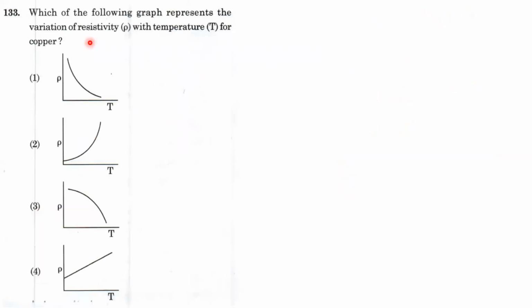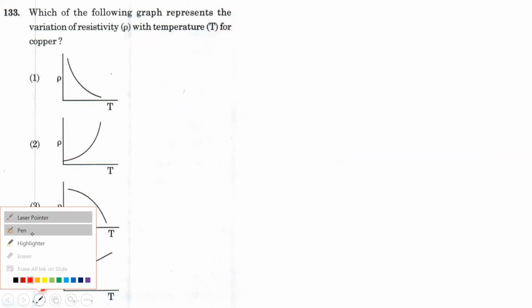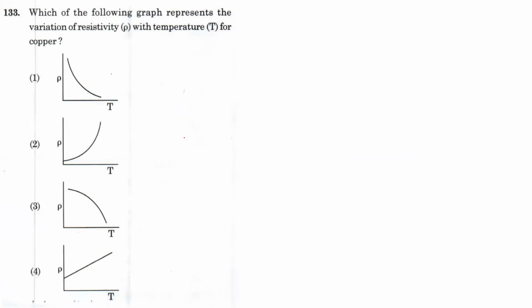133rd question. Which of the following graphs represents the variation of resistivity with temperature for copper? Copper is a metal, a good conductor. For a conductor, resistivity increases with temperature. Here the first option and third option decrease with temperature. So either the second option or the fourth option should be correct. But resistivity does not vary linearly with temperature, so it varies non-linearly.